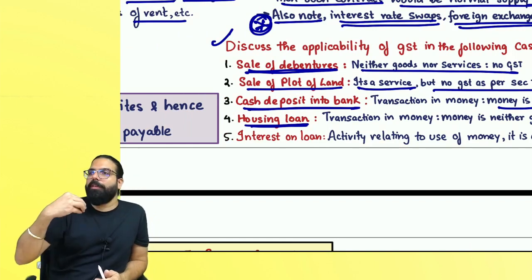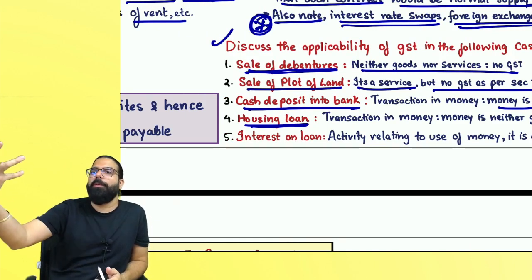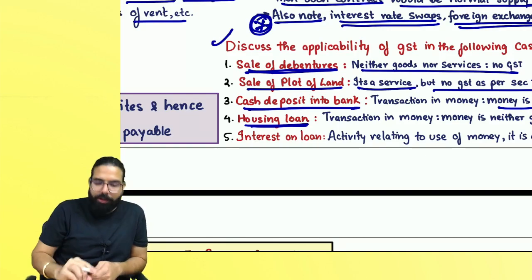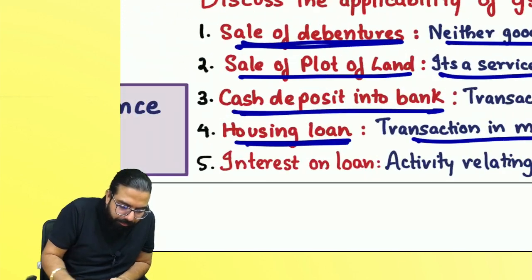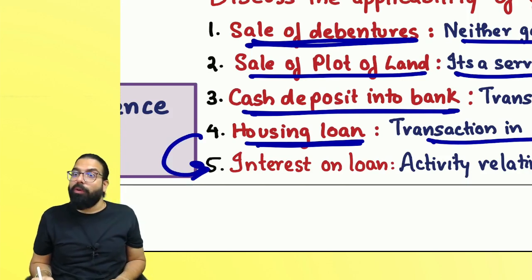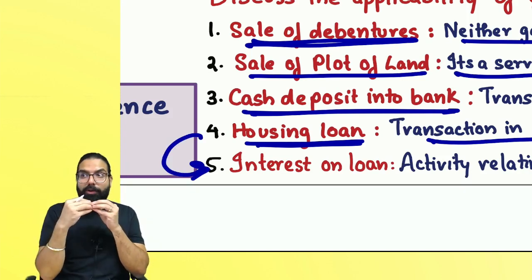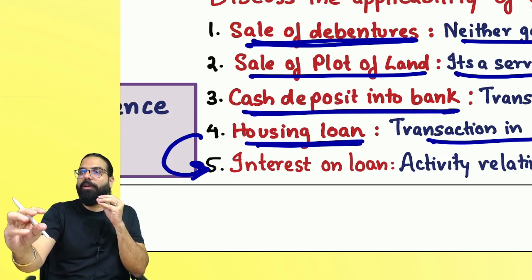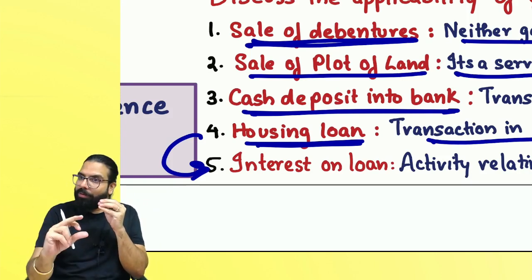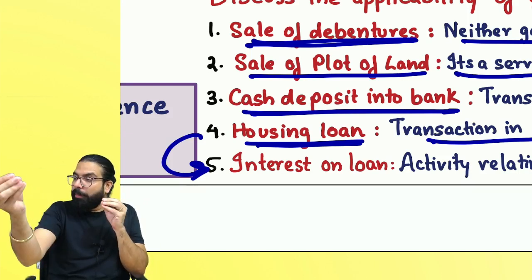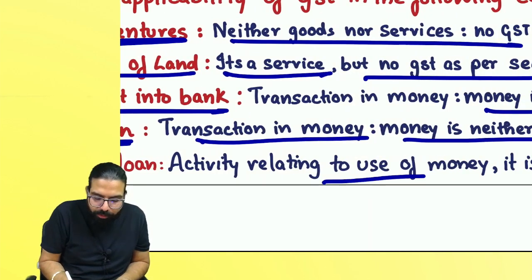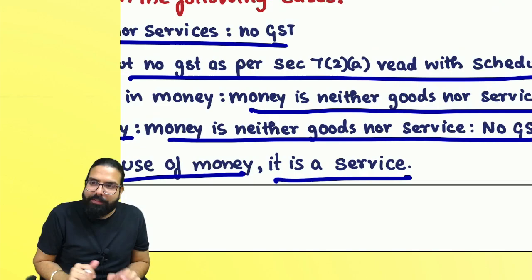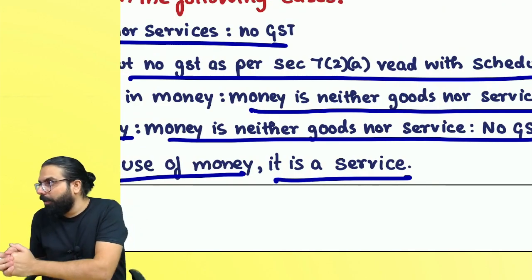Bank gave you 10 lakh rupees. You will return that 10 lakh rupees. That is money, neither goods nor service. So a transaction in money is neither goods nor service. But interest on the loan: the bank has given you money to use and you are giving interest. That loan amount was neither goods nor service. But behind that, the activity was giving the money to use, and that is a service. Are we all 100% clear?